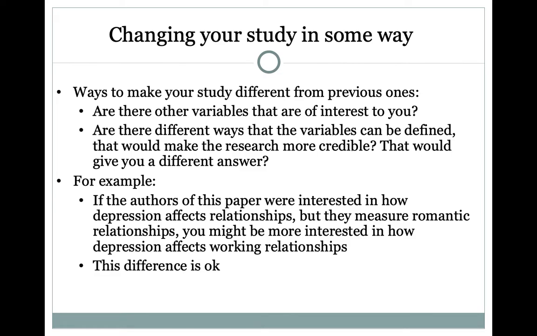So maybe they're defining depression. They're looking at how the authors were interested in how depression affects relationships. This is the example in the second bullet point right here. But they measure romantic relationships, and you might be interested in working relationships. So you could have the exact same study idea. So how does depression affect relationships? But you could say in the above paper they only measure romantic relationships, and I'm only interested in working relationships. That's fine. That's a different way to define a variable, as we see up here. And maybe it will make the research more credible, or maybe it will give you a different answer.